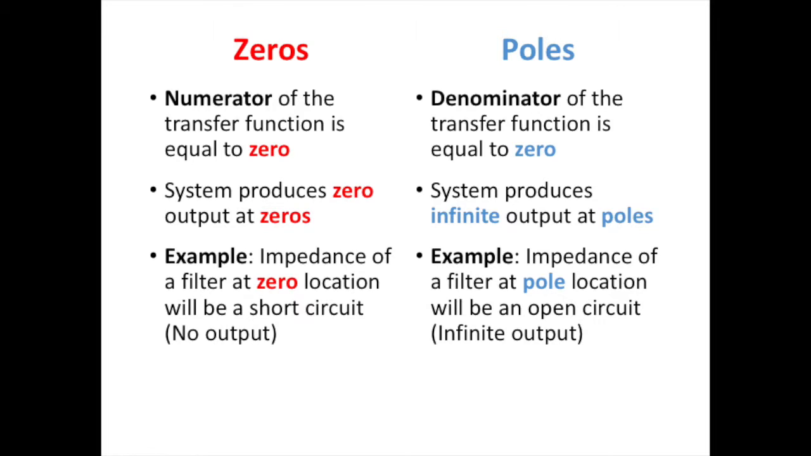The zeros are values that make the numerator equal to 0. The system produces 0 output at the zeros. For example, the impedance of a filter at a 0 location will be a short circuit with no output. And the poles are values that make the denominator equal to 0. The system produces infinite output at the poles. For example, the impedance of a filter at the pole location will be an open circuit.